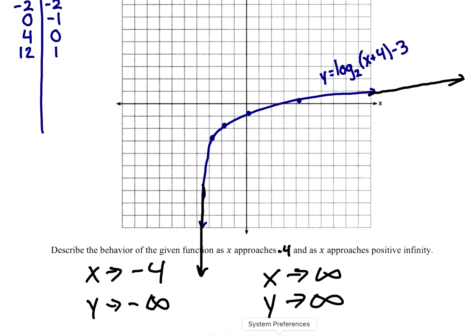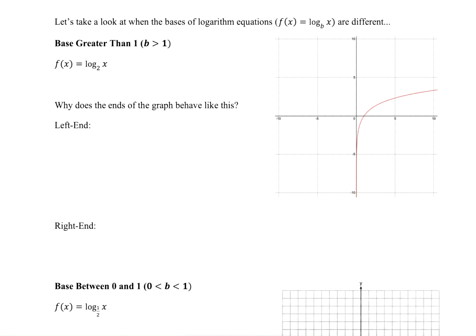That's it. Next page. So on the next page, let's take a look at when the bases of the logarithm equations are different. So for this case, we've been graphing only when the base on a logarithm is greater than 1. So let's take a look at why the ends of the graph actually behave like this. If I'm looking at the left end of the graph, let me highlight it. The left end is the left of the graph, so that is this region right here. So if I'm looking at the left end of the graph, why is it behaving like that?